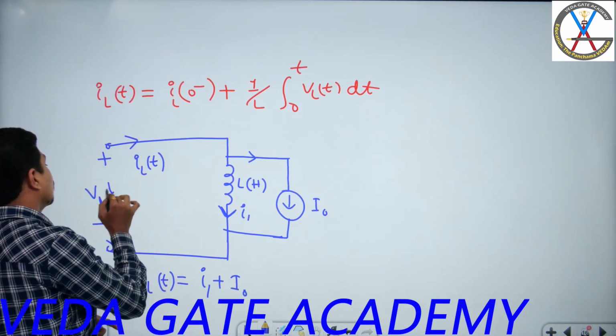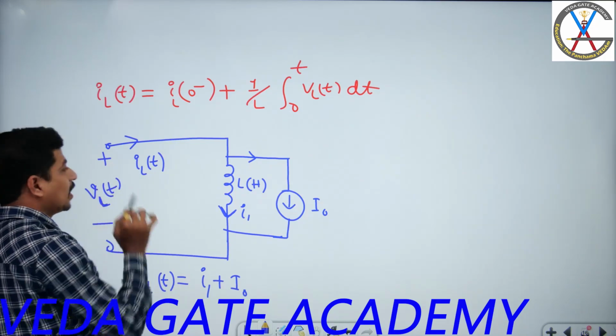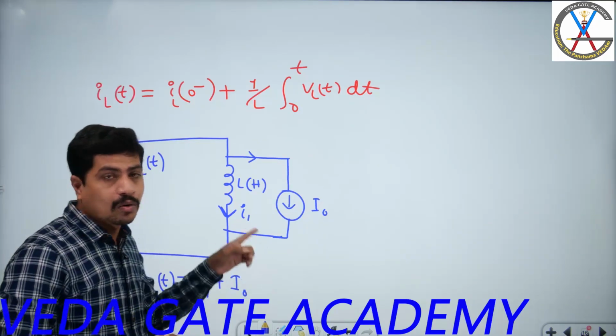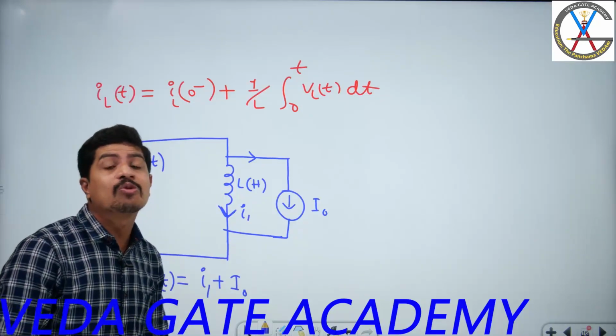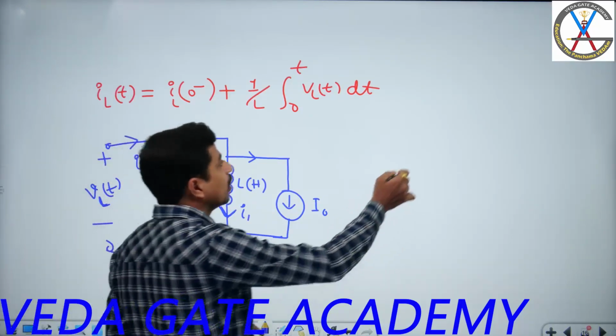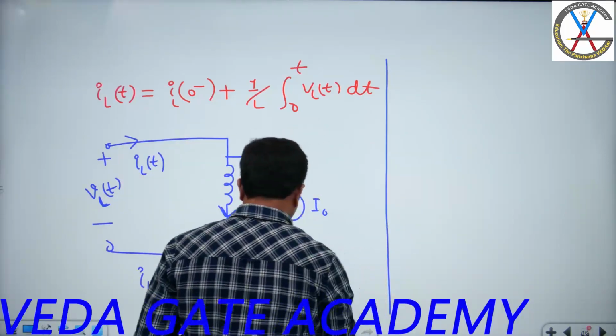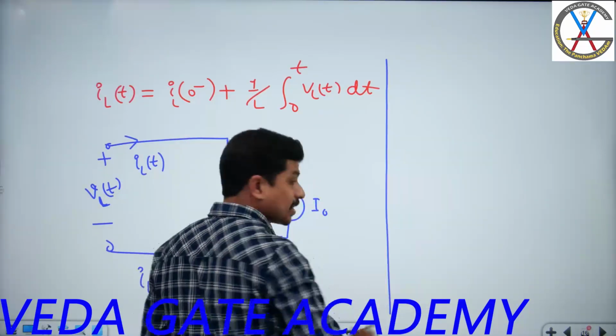This is VL of t. Total current is this plus this. Now convert into S domain. This is important for us with respect to control systems or network analysis transitions.